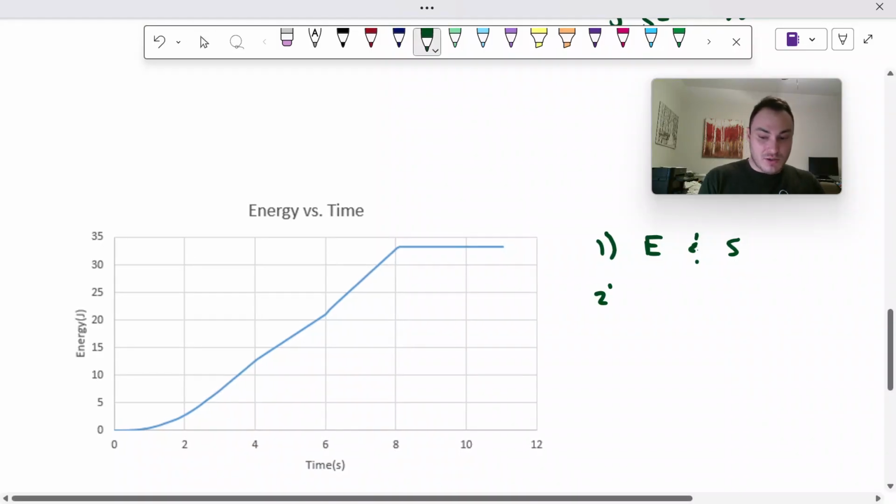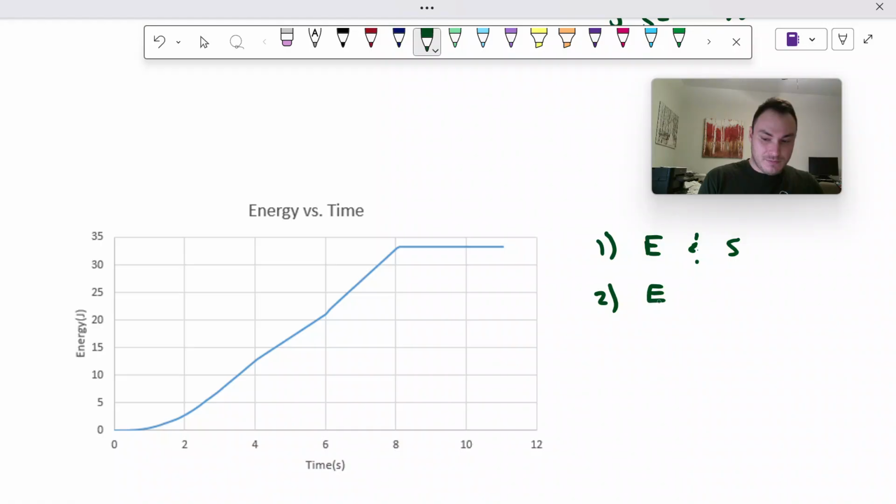Two, what does the slope of this graph give us? If we take energy over time, which is the rise over the run, energy over time, or change in energy over time, is power. Change in energy is also work. So we can get power by taking the slope of this graph if we're looking at the change in energy versus change in time.